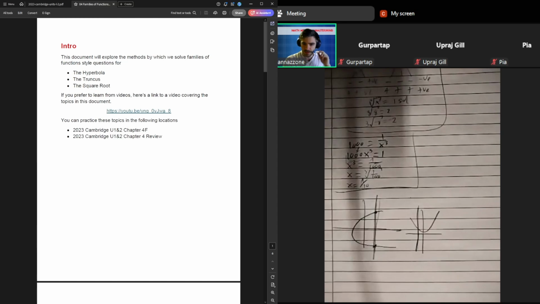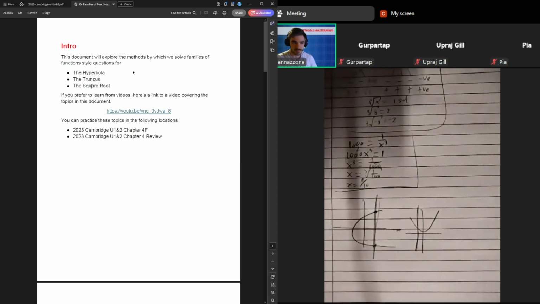So the agenda of today is to simply finish up the chapter 4 style stuff when it has the miscellaneous types of functions. So we're talking about hyperbola, truncus, square root, and we're specifically looking at the families of functions style questions when it comes to those particular graphs.